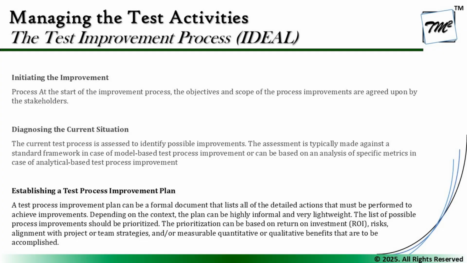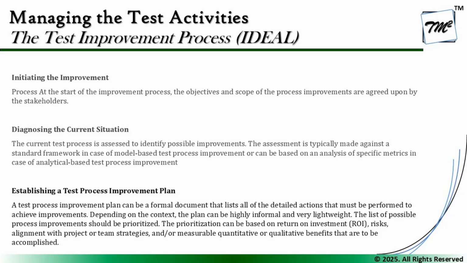Also, to add here, the next phase is, of course, establishing. Once we have diagnosed the possible improvement options, we look forward to establishing a test process improvement plan, which is more like laying out a plan of how exactly we can do better. What is the next option you're trying to implement? What are those activities which you desire to update or move to as an improvement to the existing practices? It says a test process improvement plan can be a formal document that lists all the detailed actions that must be performed to achieve improvements.